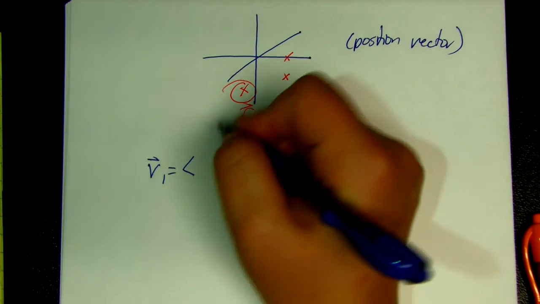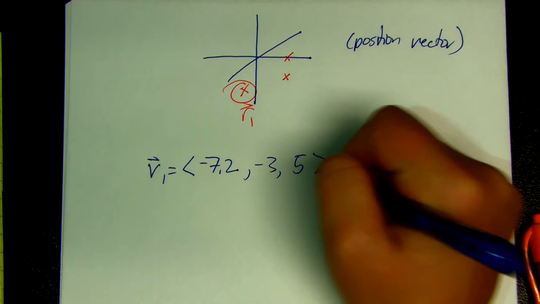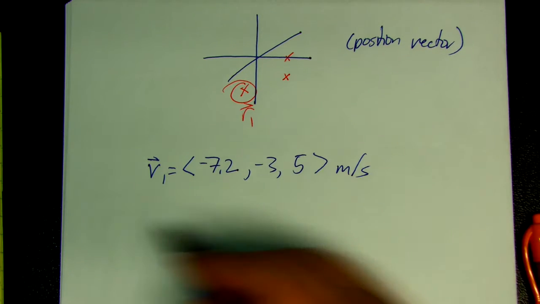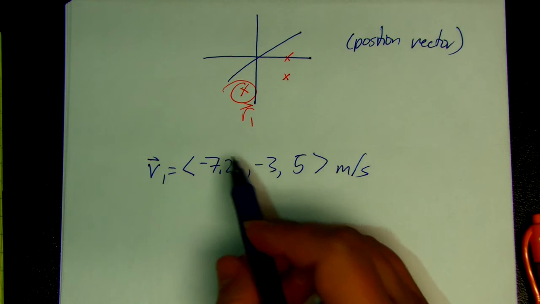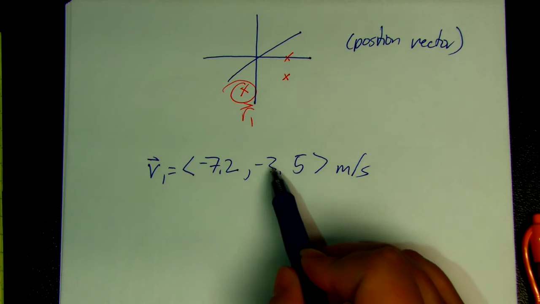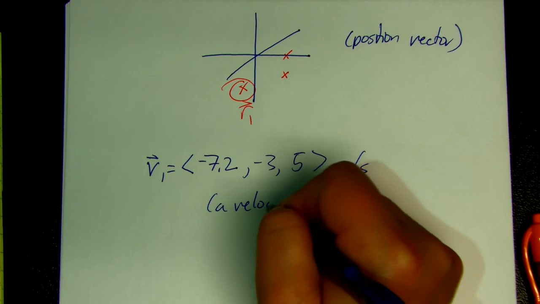So you could have a velocity of minus 7.2, minus 3.5 meters per second. In terms of how you'd think about this, it's slowing down in x, slowing down in y, and speeding up in z. So this would be a velocity vector.